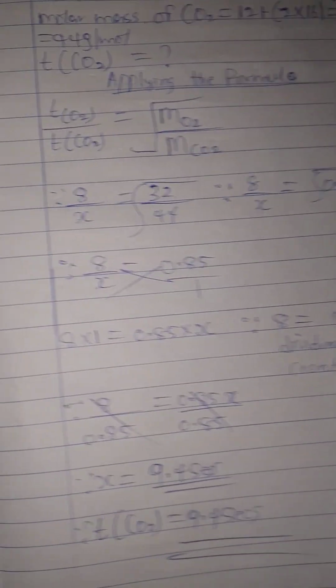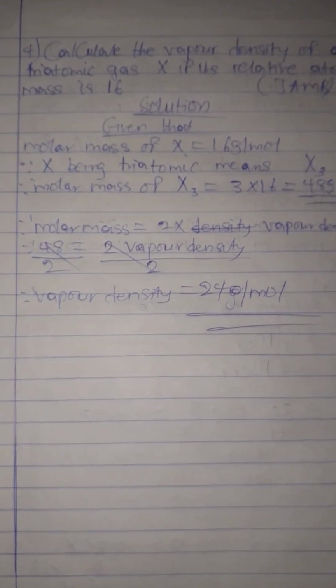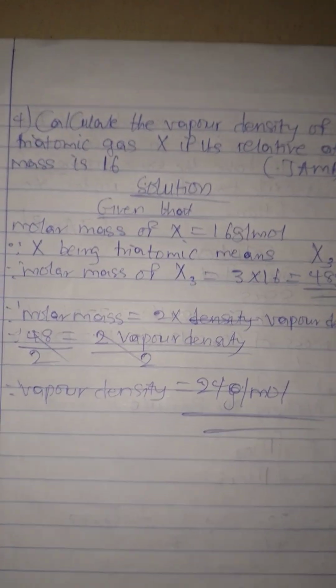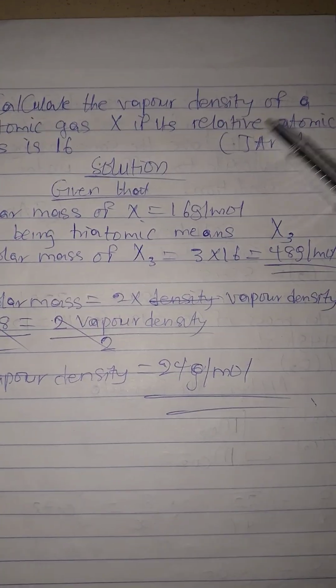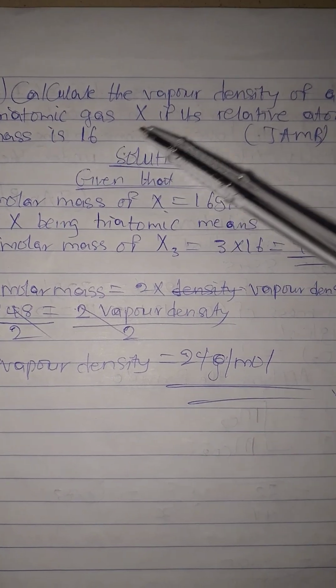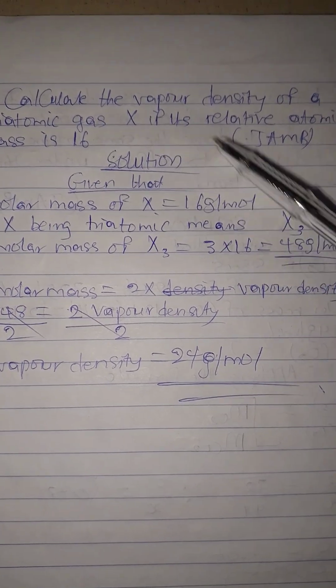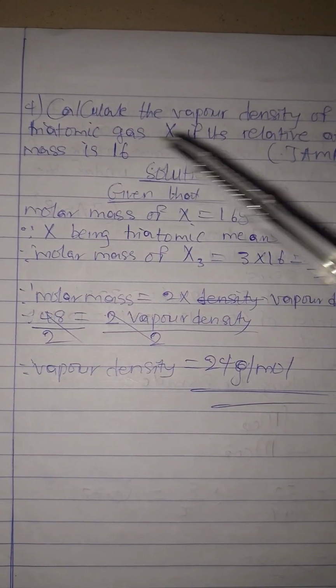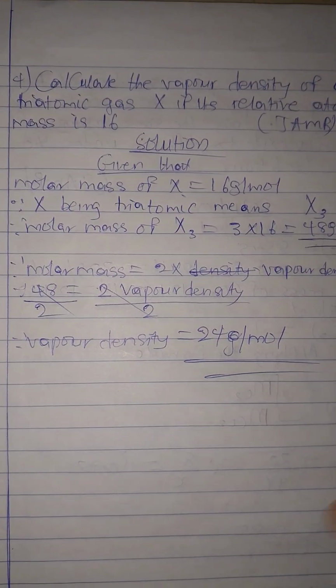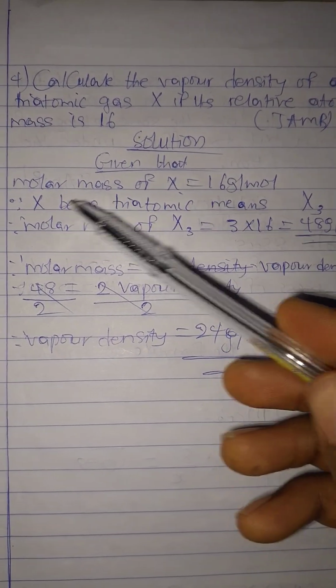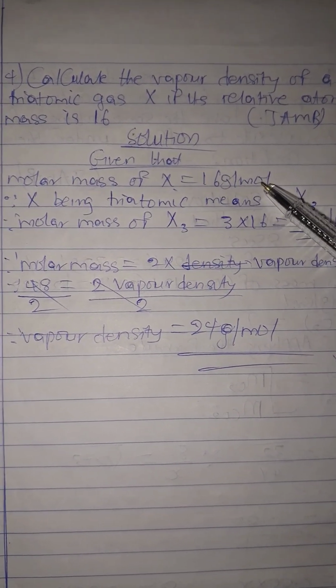Very simple. So I have the last question. The last question says we have to calculate the vapor density of a triatomic gas X if its relative atomic mass is 16. This is a JAMB question. Solution. Given that the molar mass of X is 16 grams per mole, right?